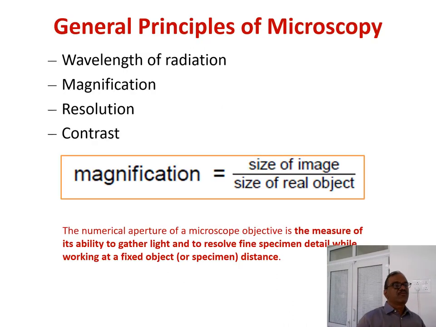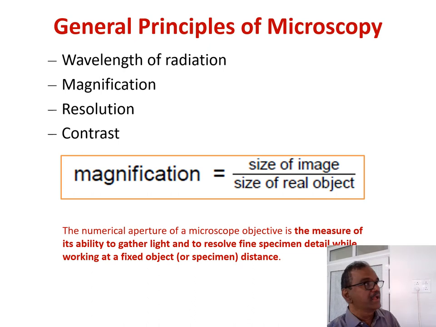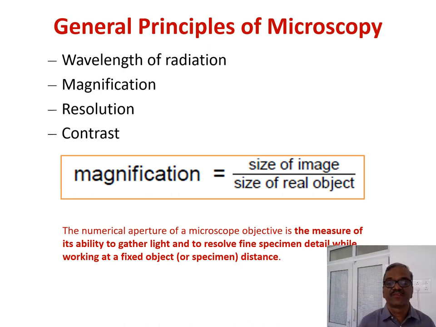Okay, then what are the general principles of microscopy? How are we able to get the magnification? How can we resolve the objects? Okay, the first one is the wavelength of radiation.